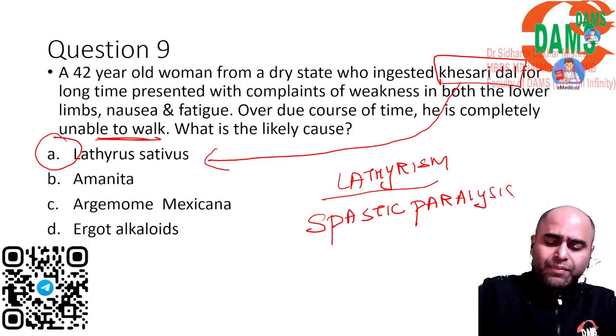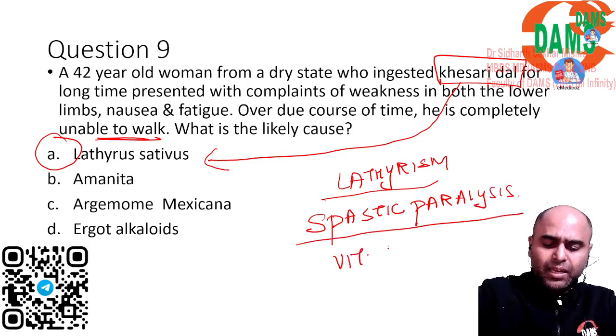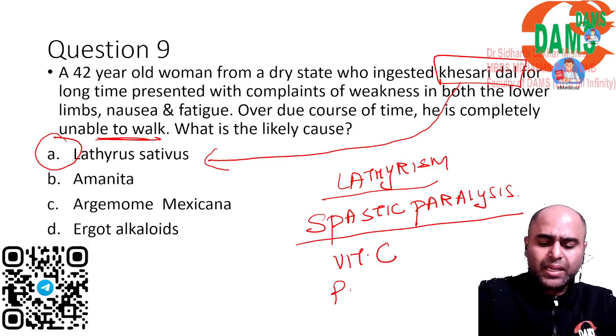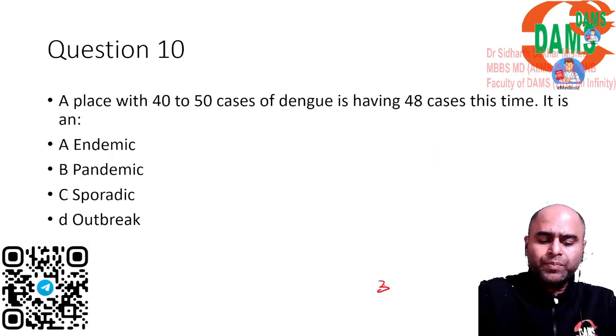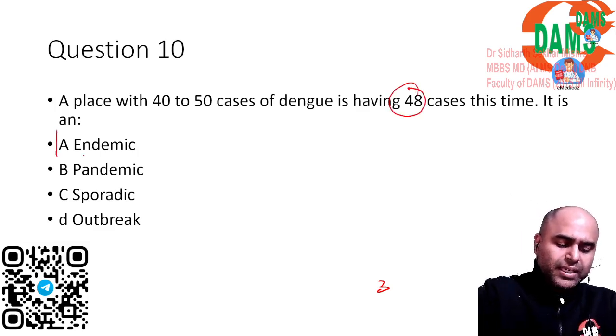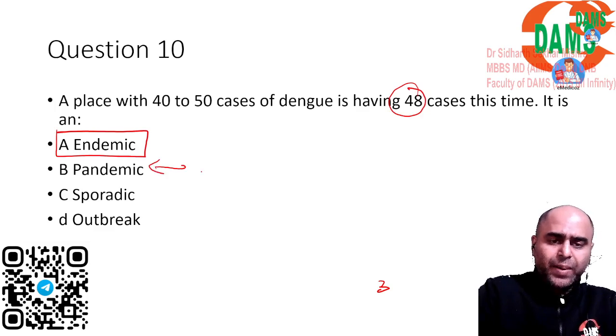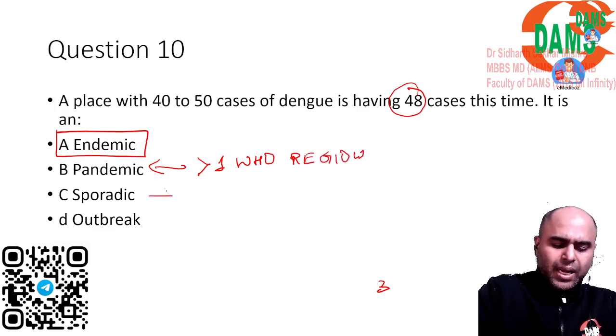Now how to escape from this? One is taking vitamin C prophylaxis and another is parboiling. Yes. Question 10. A place with 40 to 50 cases of dengue, 48 cases now. So it is endemic. What is a pandemic? When more than one WHO region is basically impacted. What is sporadic? It is scattered cases.